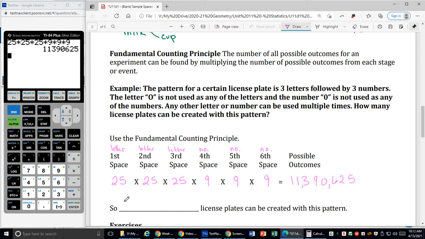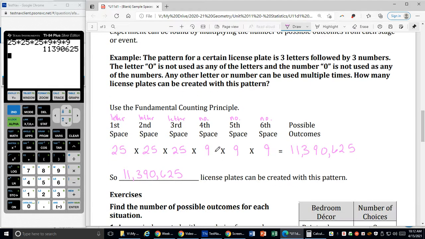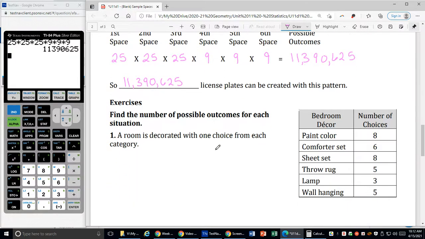I can make 11,390,625 unique license plates using this pattern. And that's just where the first 3 are letters and the last 3 are numbers. If I start switching up where my letters and my numbers can go, there's a limit, but there's a lot more license plates I can make, right? Let's look at the next one.